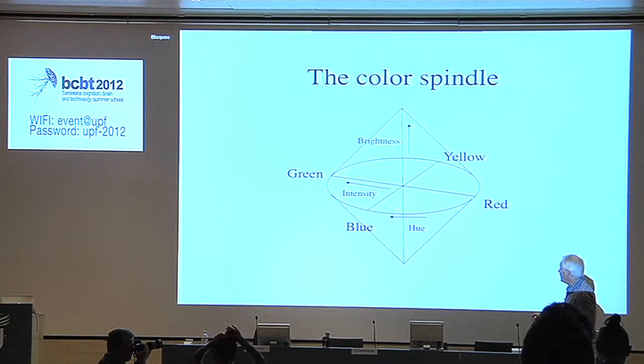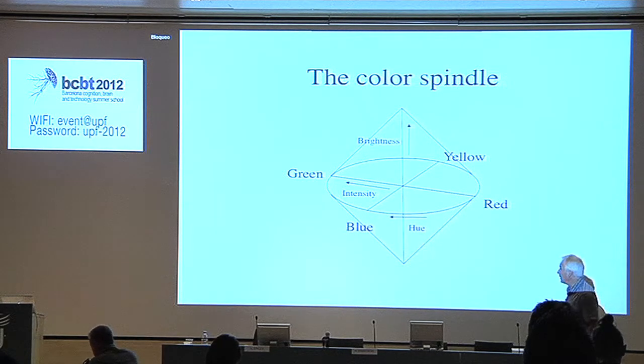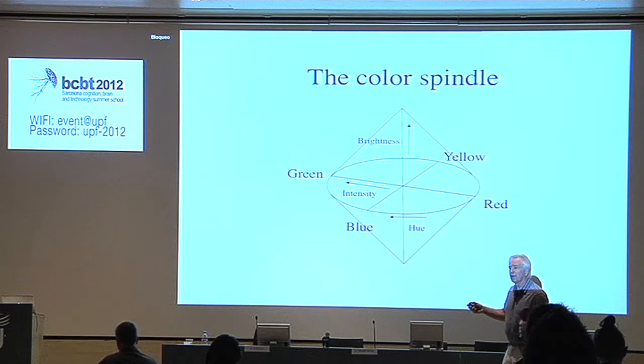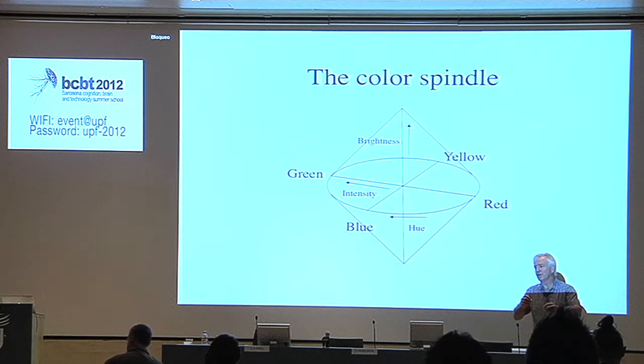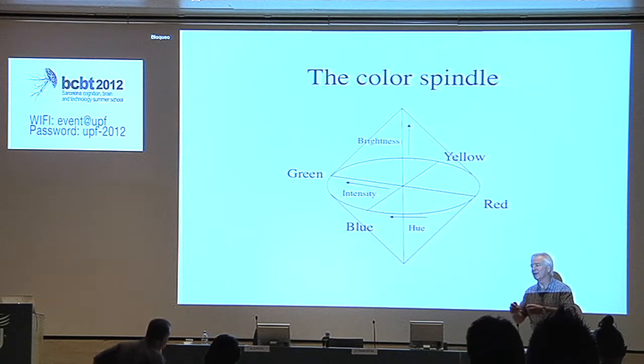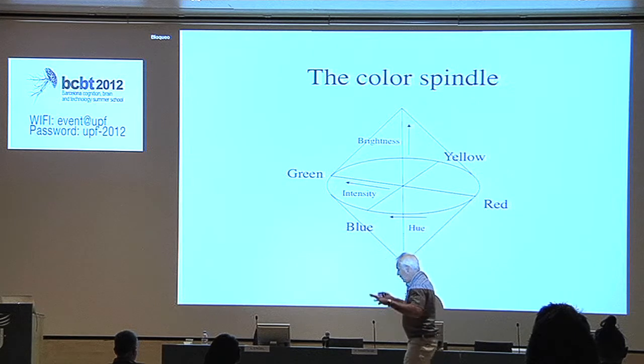The second dimension is the intensity. I should have written gray here in the center. Then you have more and more intensive colors going out to the rim of this circle. The third dimension is the brightness, white up here and black down here. These three dimensions are not totally independent. As you get close to the white end, you can make fewer discriminations. It's more difficult to discriminate a light orange from a light red. The same thing happens down here when you get close to the black. Not so much discrimination.